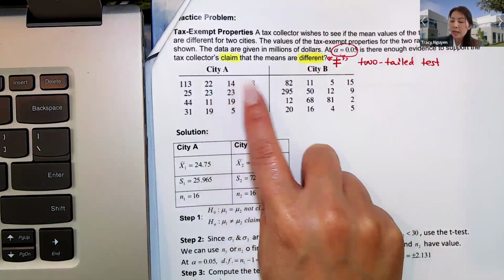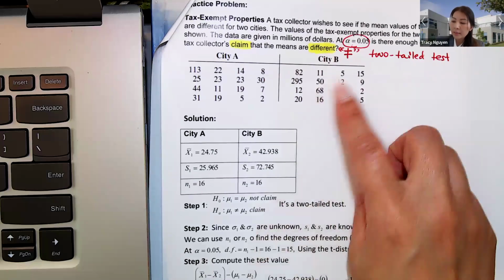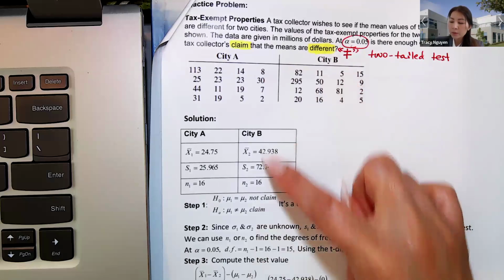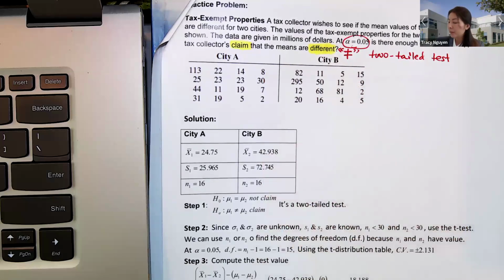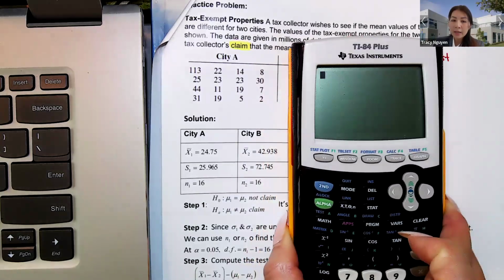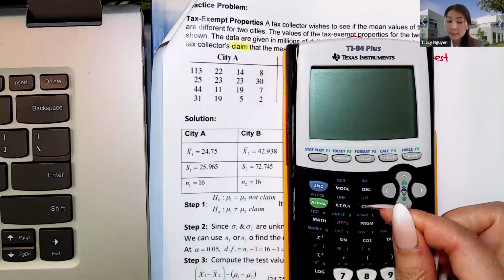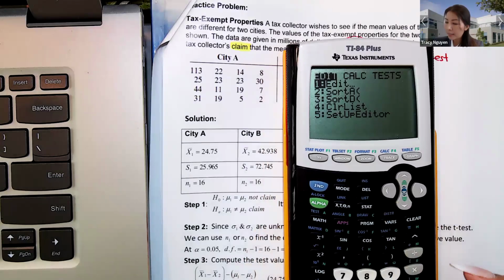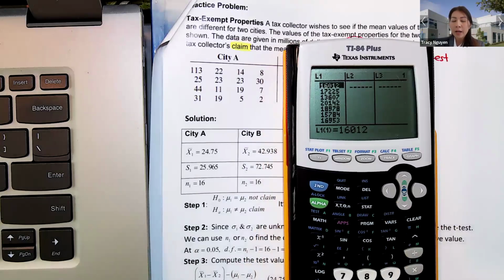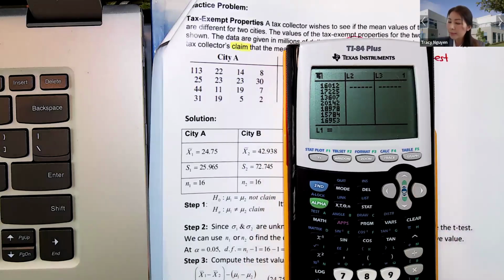Everything belonging to CDA, the first set of data, we're going to give a subscript of 1. Anything belonging to CDB, we're going to give a subscript of 2. Okay, so we're going to key in on our calculator for CDA. I'm going to cover this. We go to stat, we go to edit, press enter. If we have existing data, we're going to clear it out. So go up to L1, press clear, press enter.